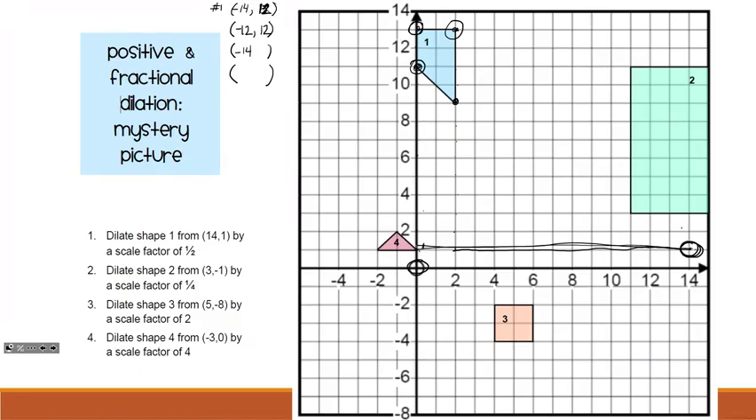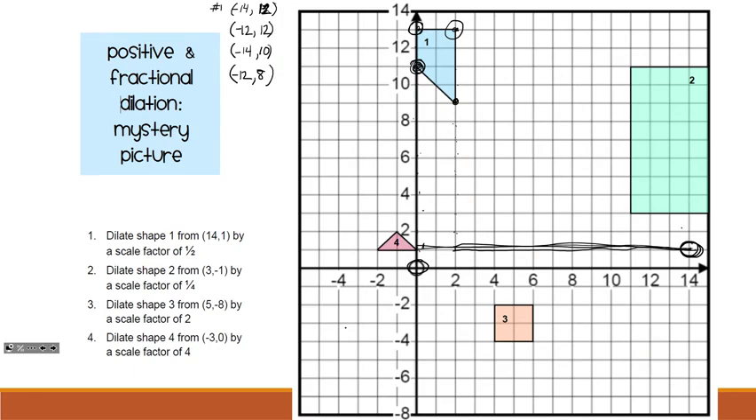Now let's count how far up. 1, 2, 3, 4, 5, 6, 7, 8, 9, and what? 10. Okay, then let's do this one. We know we're going to go back what? To here? 12. Okay, let's count up. 1, 2, 3, 4, 5, 6, 7, and 8.